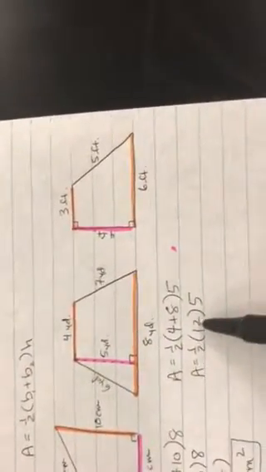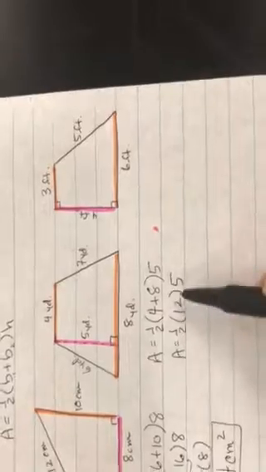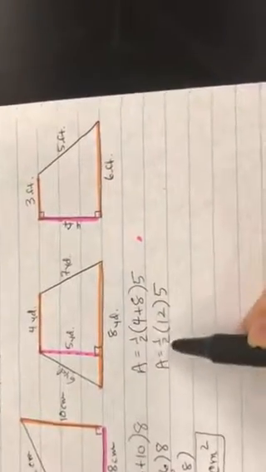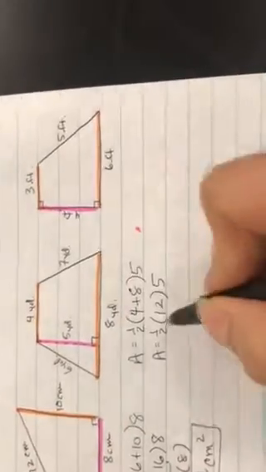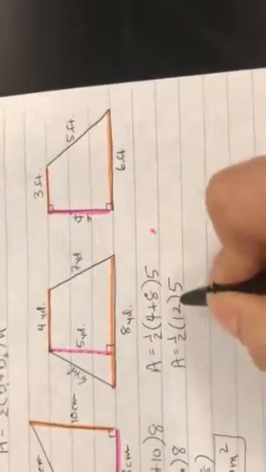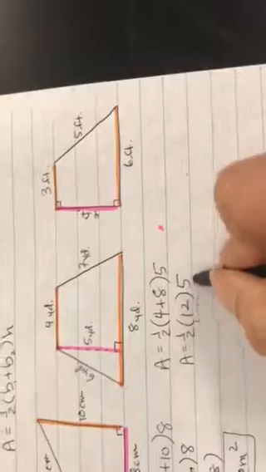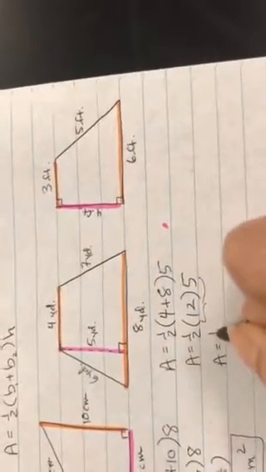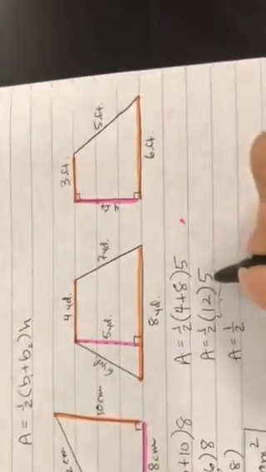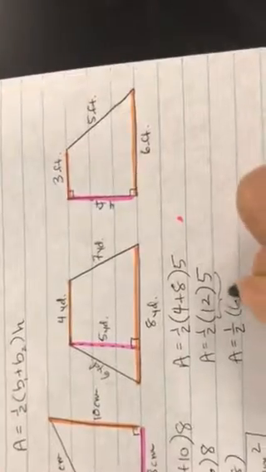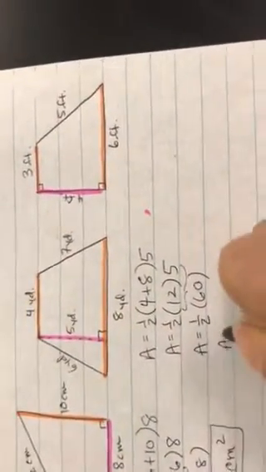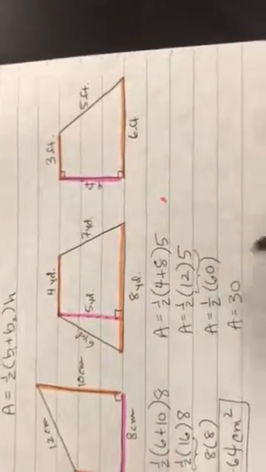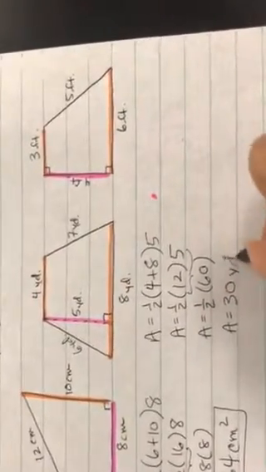So now it's half times 12 times 5. And again, you could do 12 times 5 first and then take half, or take half of 12 and then multiply it by 5, however you want to do it. This time I'll do it a different way. I'll go ahead and do 12 times 5 first. 12 times 5 is 60, so then it'd be a half times 60, right? And then what's half of 60? Half times 60 is 30. So the area for this trapezoid is 30 yards squared.